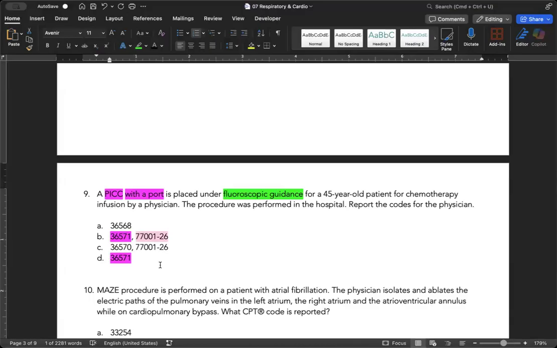We go look at our code description for 77001. Then that is fluoroscopic guidance for the central venous access device placement, replacement, or removal. And then because we are in the hospital, we have to report the 26 modifier to indicate that we're only coding for the physician and the professional services, no technical component. Okay.